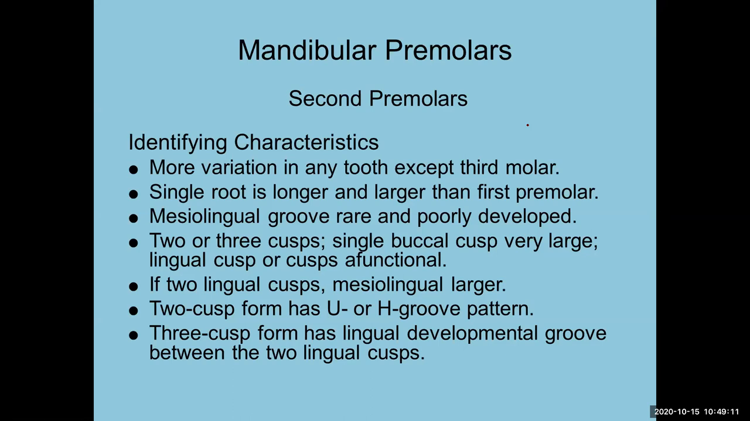Usually has a single root. You can have two or three cusps. You have variation in the occlusal pattern. The two cusp type can have a U or an H pattern, and the three cusp will have that Y pattern.